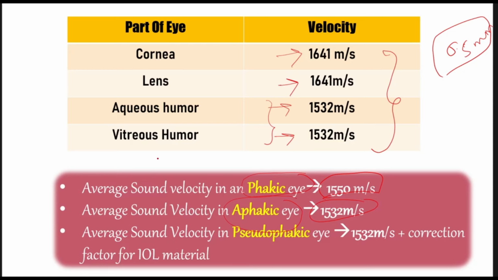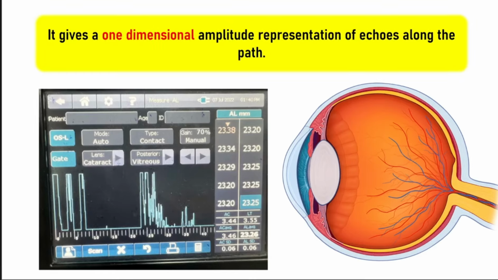Okay. Now, what about the average sound velocity in a pseudophakic eye? We know that pseudophakia means presence of an intraocular lens. Intraocular lenses could be of various materials, and therefore the average sound velocity in a pseudophakic eye is going to be 1532 meters per second plus or minus the correction factor for that intraocular material. We'll talk about the correction factors in a while.